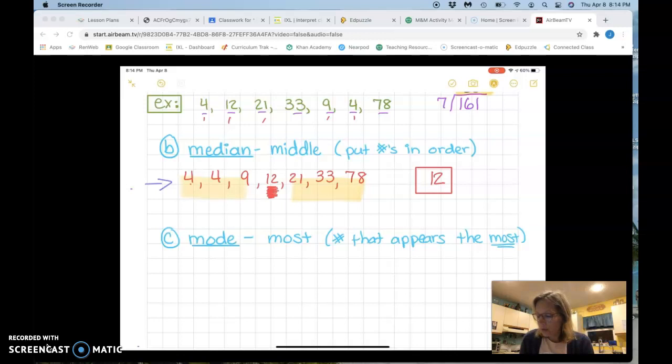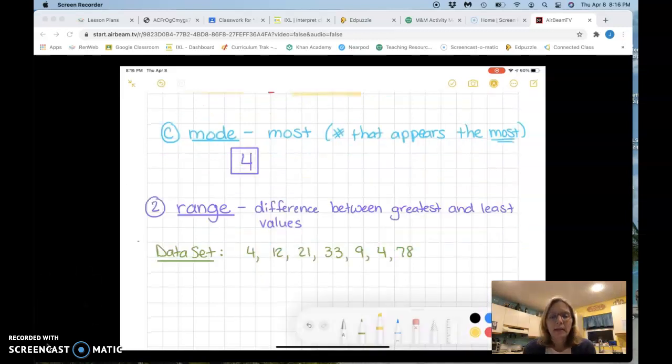Well, I see 2 4s. And that's the only number that I see repeated. So 4 is going to be the mode. 4 is the number that appears the most in our data set. And the last term that we're going to talk about today is the range. And the range is just the difference between the greatest and least values in your data set.